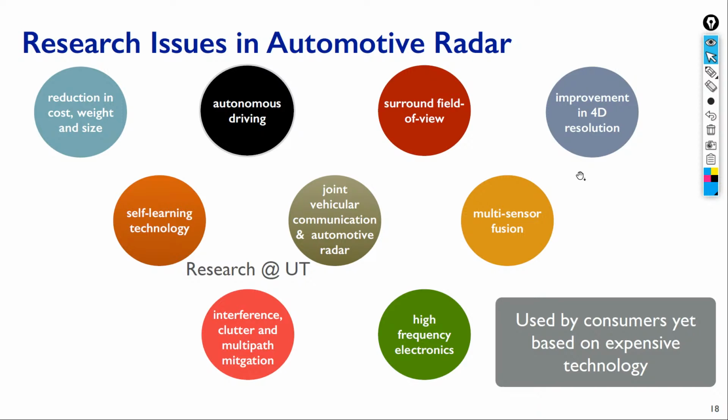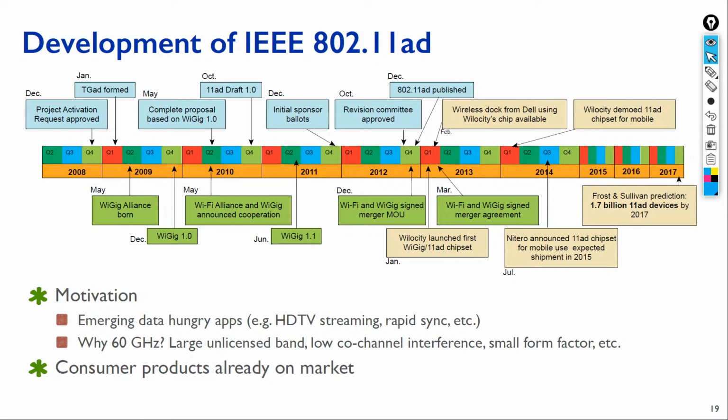What are the main research issues in automotive radar? In automotive radar, the main research issues are as follows. You want to reduce the cost, the weight and size. You want autonomous driving. You want basically surround field overview, improvement in 4D resolution, fusion, joint vehicle, higher frequency electronics and interference, clutter. All these research are related to automation going on, and many research groups are working on it.